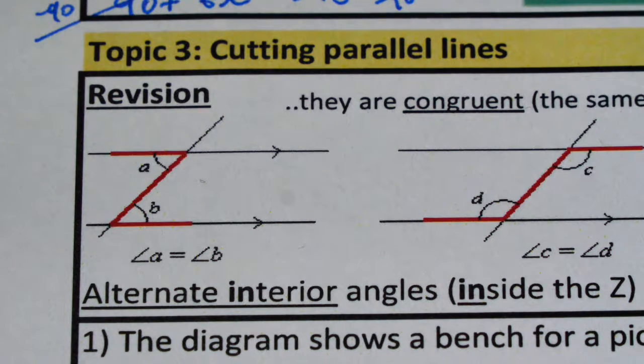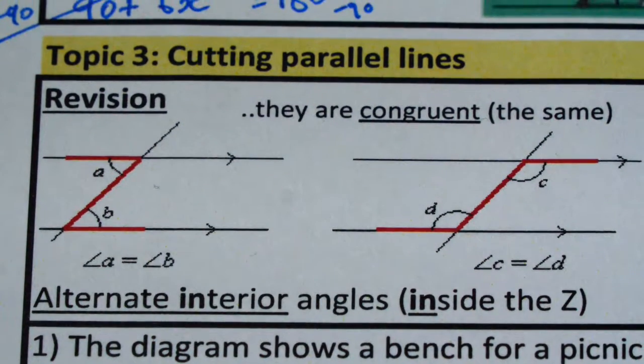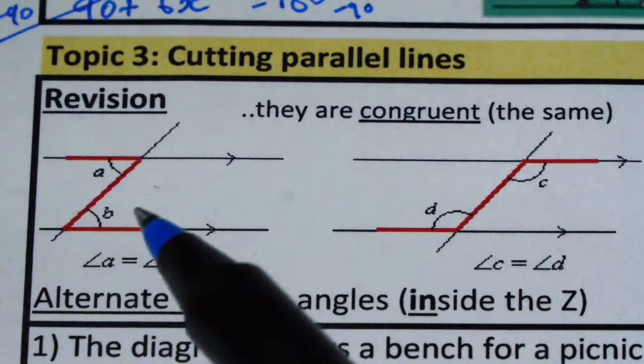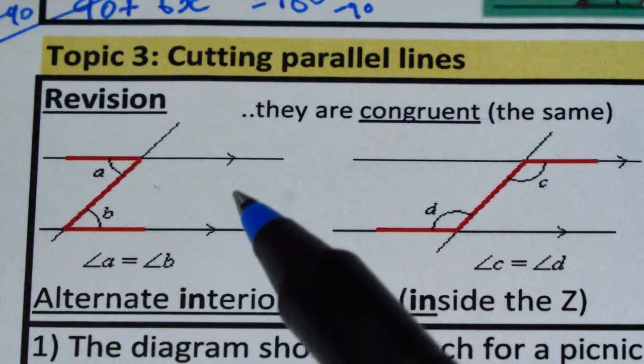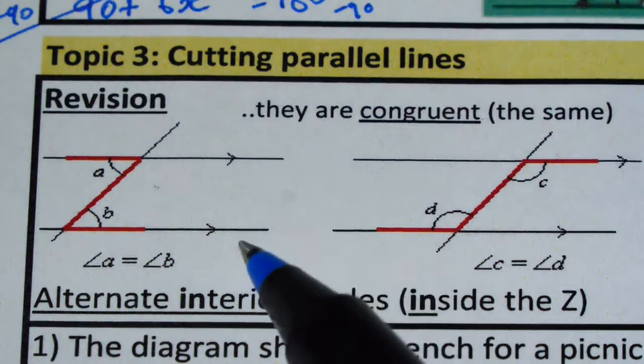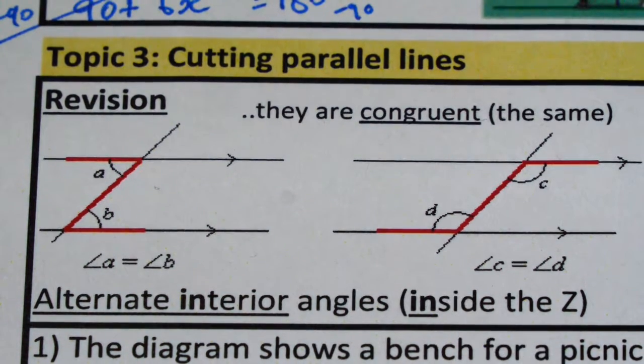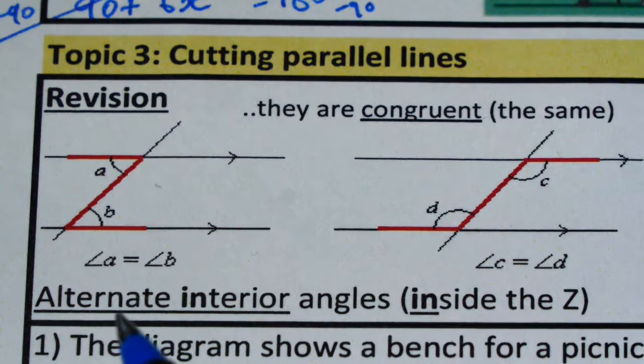Topic 3, cutting parallel lines. Parallel lines are two lines that are going in the same direction. You can see with these arrows, these two lines are parallel. They're going in the same direction. The first type of angle we are looking at is called alternate interior angles.